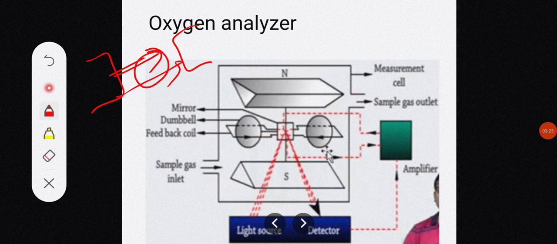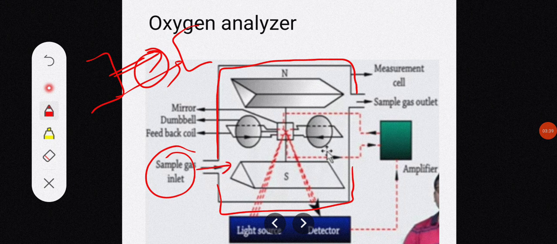Now, at first the dumbbell is kept in balance in an inhomogeneous magnetic field. This is the container where the sample of the gas is going to enter; the sample containing oxygen is going to enter from this inlet. Inside this container are placed the permanent magnets, and we have this dumbbell, which is filled with nitrogen. Initially, when there is no sample inside the container, the dumbbell is in the balanced condition.